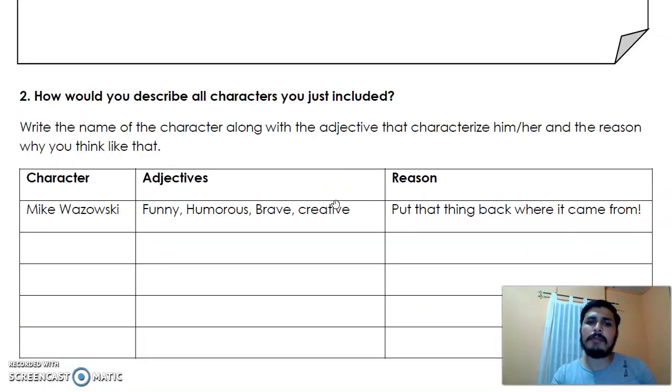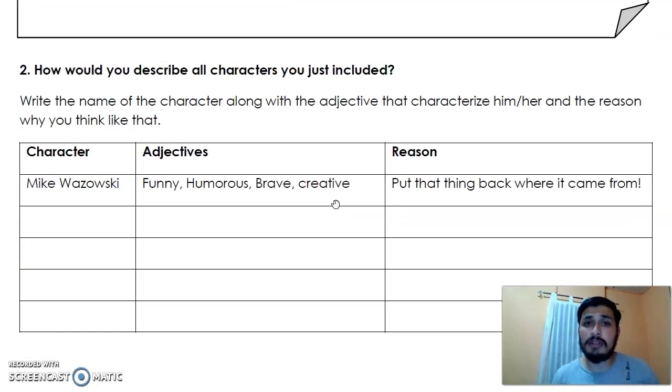How would you describe the characters you just included? That's a really important question. It's not only recognizing the characters, but also recognizing how they act. So, what I want you to do in this part is write the name of the character along with the adjective that characterizes him or her and the reason why you think like that.